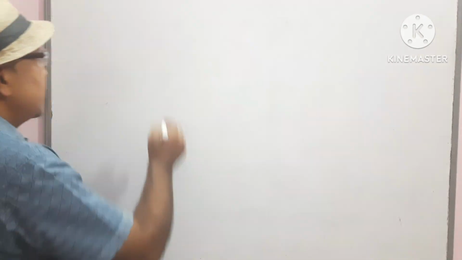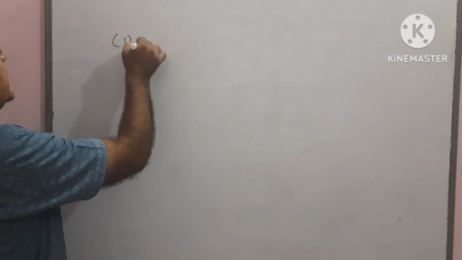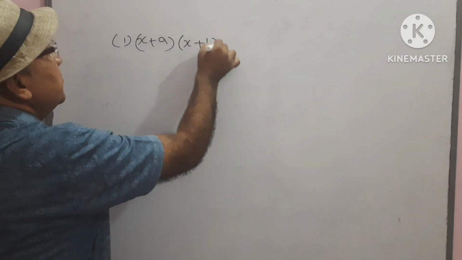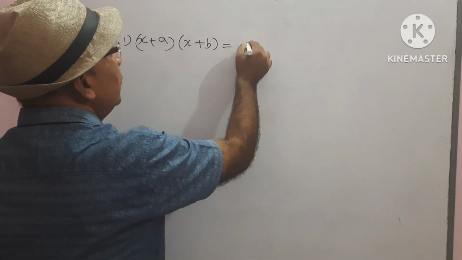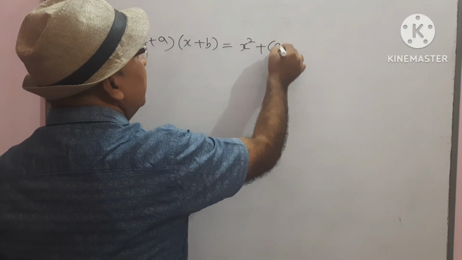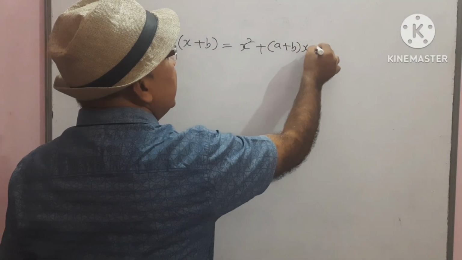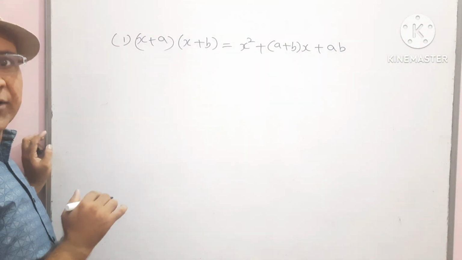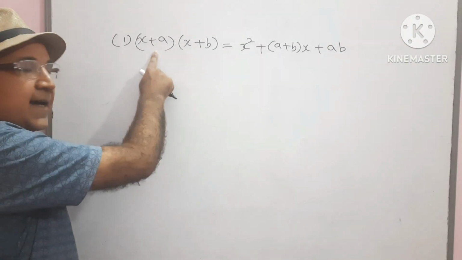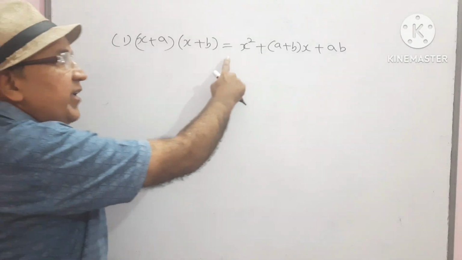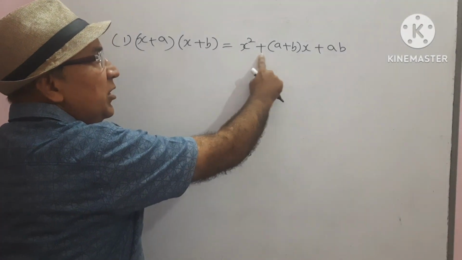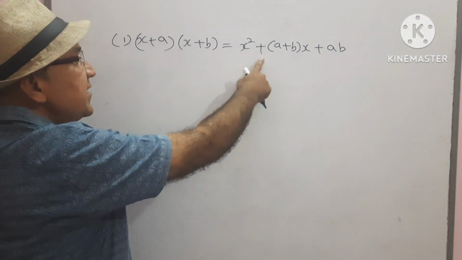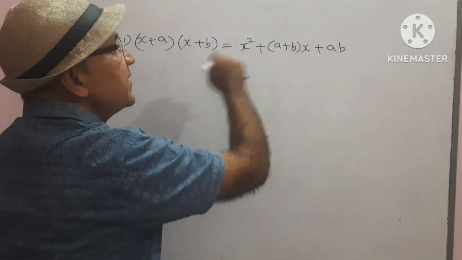See, the first identity is (x + a)(x + b) = x² + (a + b)x + ab. This is the first identity. Whenever we multiply x plus a and x plus b, we find this. So learn it as an identity: x² + (a + b)x + ab.